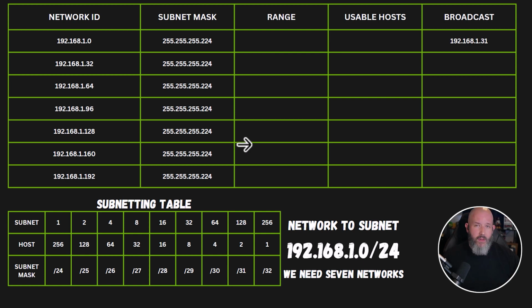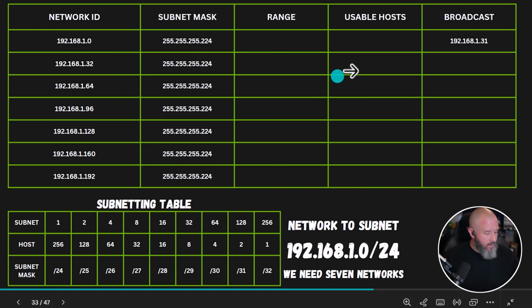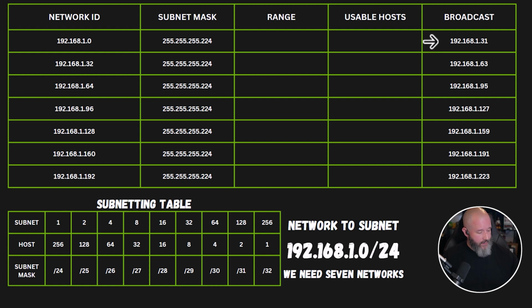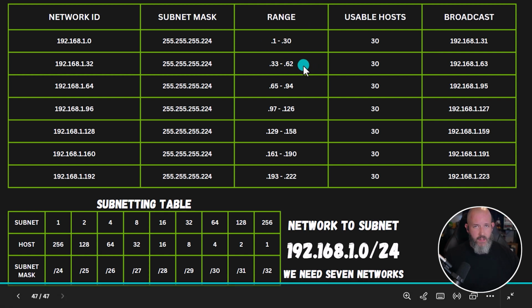Our broadcast is always going to be the last one in that range. So the easiest way I could tell you to do this is to take the next one and minus 1. So the next network ID minus 1, that's your broadcast. And we're going to fill out all the broadcasts until we get to the end here. Usable hosts, obviously we have 30, because remember, our range is 32, but for our usable hosts you have to subtract 2. You always subtract 2 because you have your network ID and your broadcast. And then the range, fill out the ranges, .1 to .30, .33 to .62, and so on and so forth.